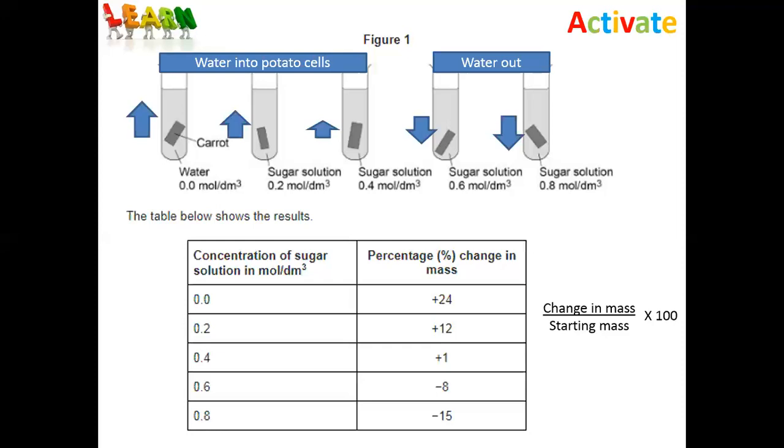So in what situation then would water not be going in or out? Well, somewhere between these two concentrations. This one has got heavier, this one has got lighter. So water's gone in that, water's come out of that. So somewhere in between those two concentrations, if you investigated it, you would find that water isn't going in or out.